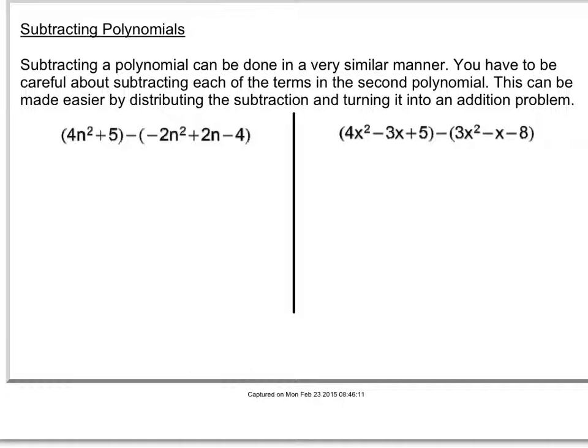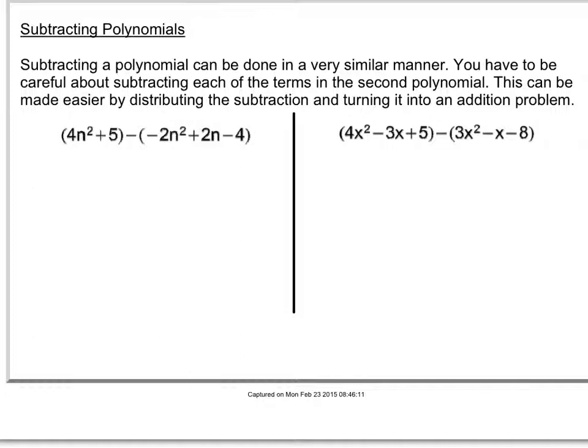Subtracting polynomials is very similar to addition, but there's a slight twist that we need to pay attention to. Because we're subtracting the entire polynomial, we need to make sure that we're distributing that subtraction to each term in the second polynomial. We can use either the vertical or the horizontal setup as we did before, but what will probably be easiest is to rewrite it as an addition problem after distributing our negative.